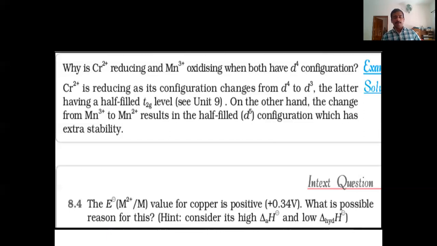There is another index which you see. The E0 of M2+/M value for copper is positive, 0.34 volt. What is the possible reason for this? We already explained. What do you have to say? High enthalpy of atomization, low enthalpy of hydration. That is the reason. Hints are given and you explain it a little.